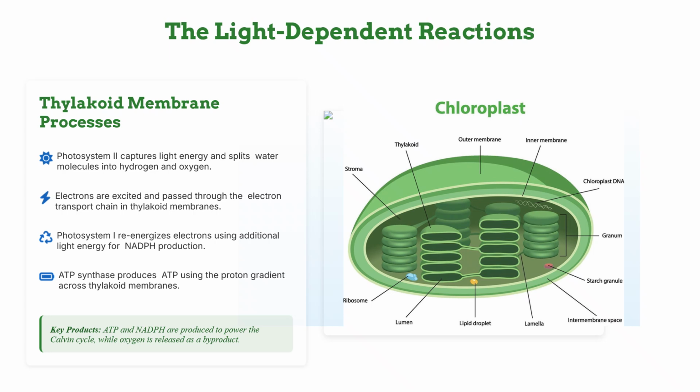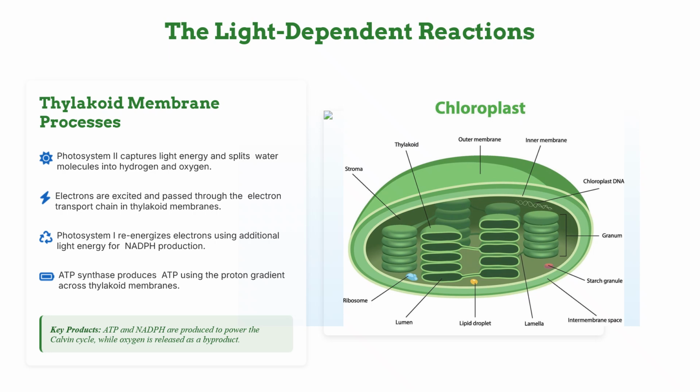The light-dependent reactions occur in the thylakoid membranes, where photosystem complexes capture and process light energy. Photosystem 2 initiates the process by splitting water molecules into hydrogen ions, electrons, and oxygen gas. These high-energy electrons are then passed through an electron transport chain embedded in the thylakoid membrane.